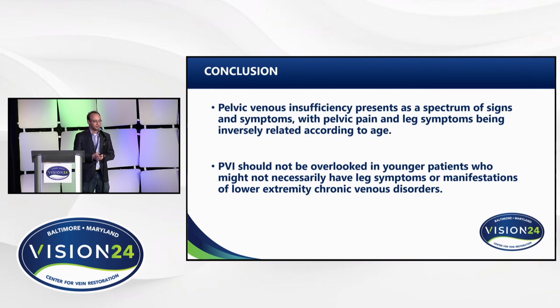So in conclusion, pelvic venous insufficiency presents as a spectrum of signs and symptoms, with pelvic pain and leg symptoms being inversely correlated according to age. And we suspect one possible reason for this is that younger patients with pelvic pain perhaps have not developed the pelvic reservoir or as many cross-pelvic collaterals. And over the years, as time goes on, they develop pelvic escape veins, which may somewhat alleviate those pelvic symptoms, versus leg symptoms, which over the years just get progressively worse with years of chronic venous hypertension. So what's the take-home message here?